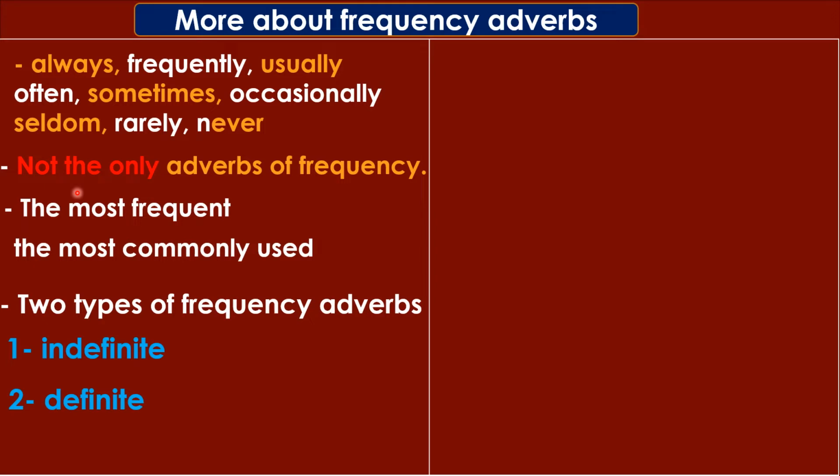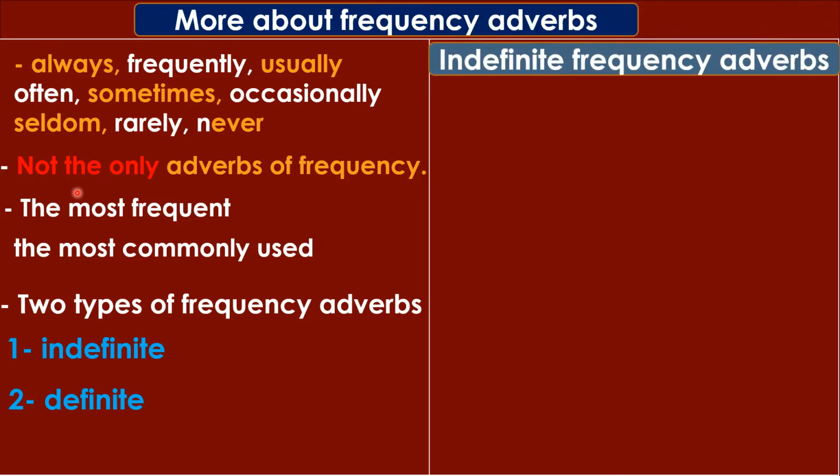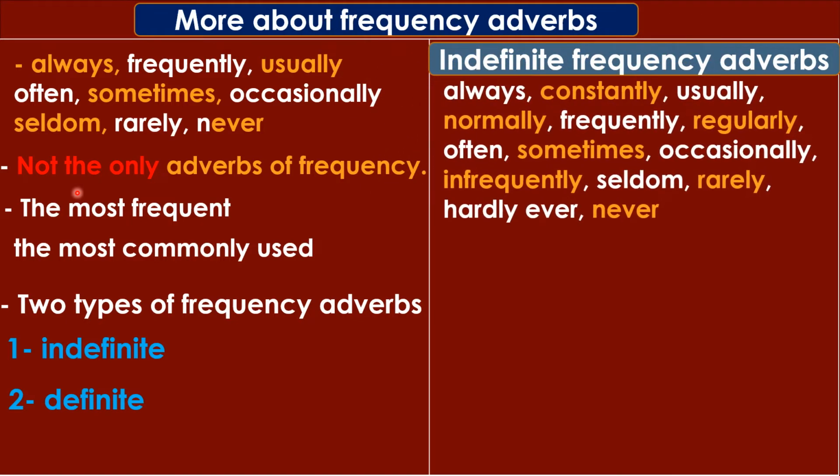And I mentioned the indefinite first because they are commonly used. They are the most frequent adverbs. And here they are, for example, always, constantly, usually, normally, frequently, regularly, often, sometimes, occasionally, infrequently, the opposite of frequently, okay, seldom, rarely, hardly ever, and never. There are others, but these are the most frequent ones.